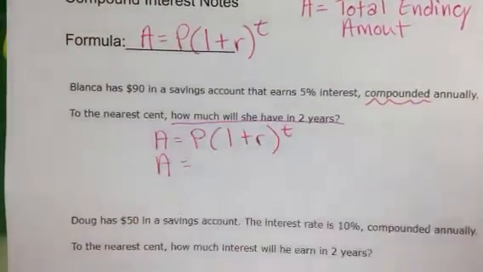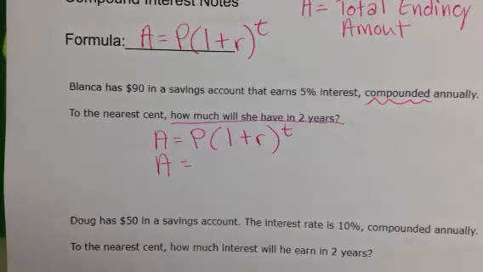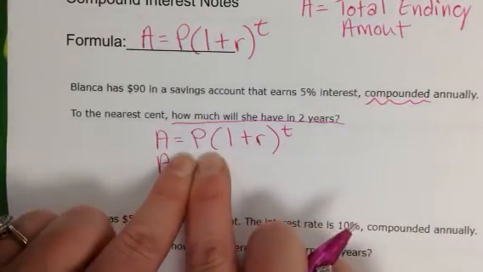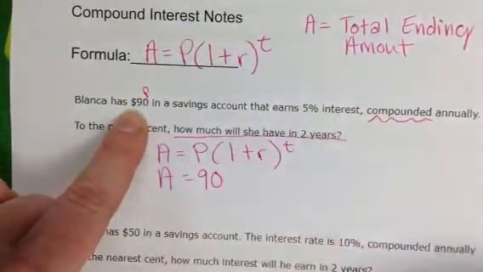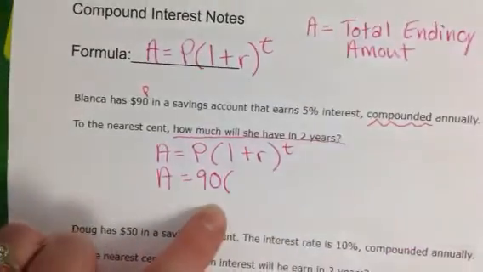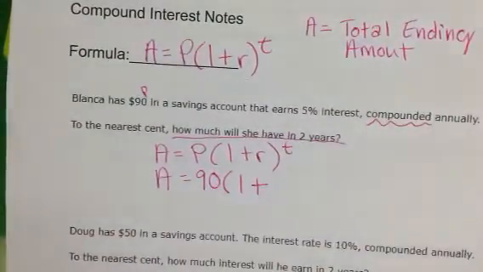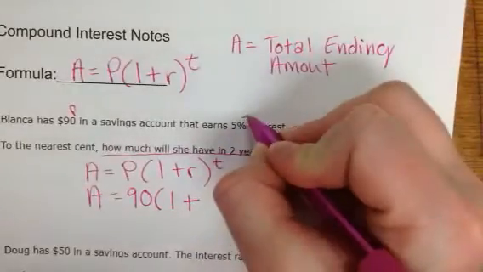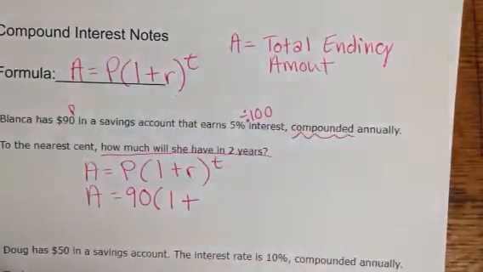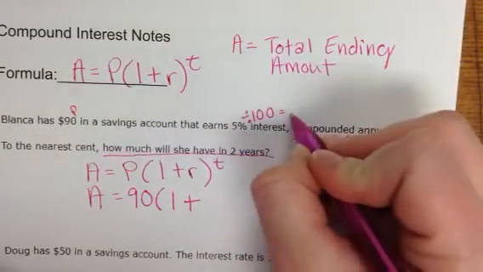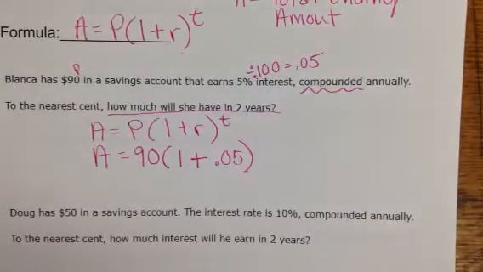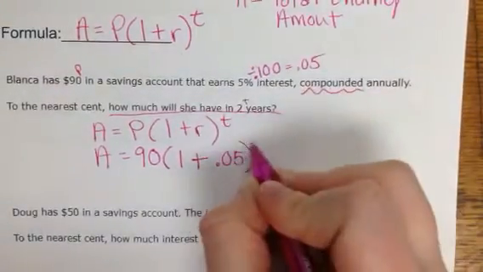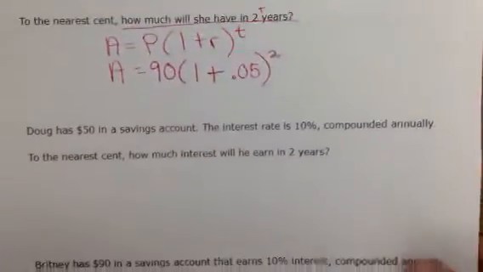I do not know her ending amount, because that's what they're asking for, so I'm going to leave that as an A. P stands for principal, and that's her starting amount. So fill in a 90. In the formula, it had an open parentheses, 1 plus. I'm going to go and get that interest rate, but remember, we divided it by 100 to change it to a decimal. 5 divided by 100 is 0.05, so fill that in for the R. Be careful on this one because I need my T to be an exponent. So they said 2 years, so you have this little 2.